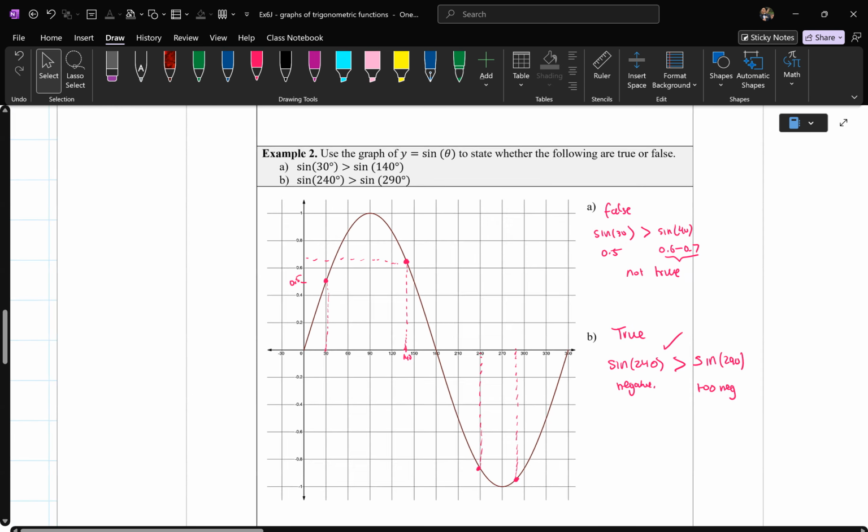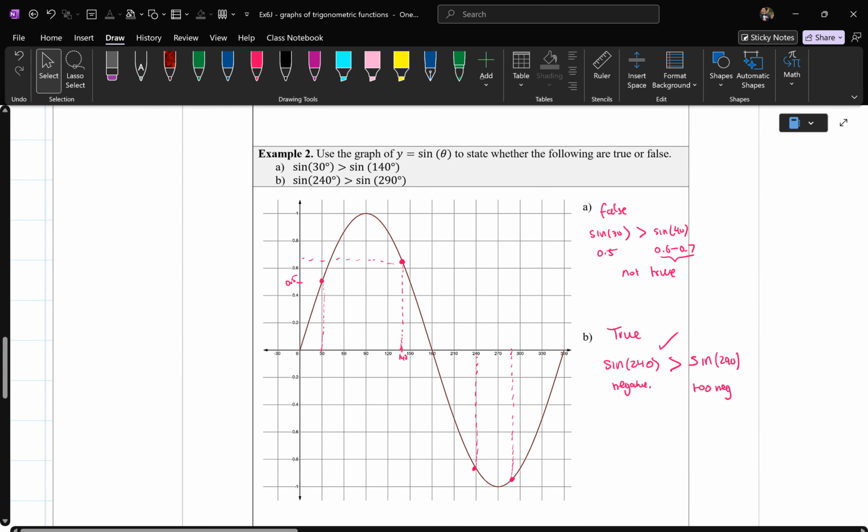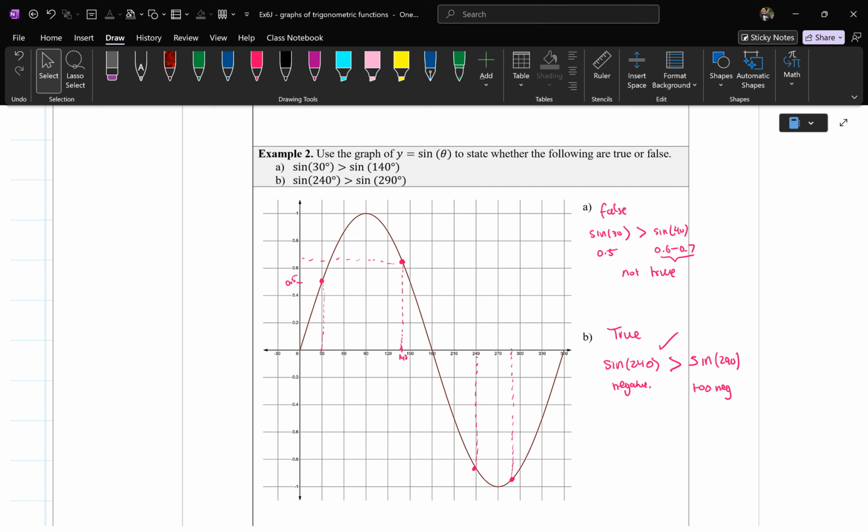All right team, that's it for today's lesson. That's really just getting you to familiarize with sine and cosine graphs, amplitude and period. Next week we'll be doing sine rule and cosine rule the week after.